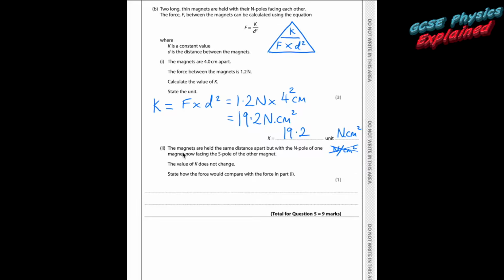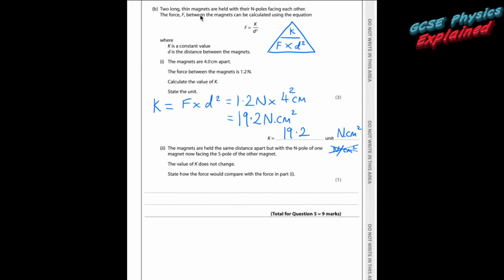Part 2. The magnets are held the same distance apart, but with the north pole of one magnet now facing the south pole of the other magnet. The value of K does not change. State how the force would compare with the force in part 1.